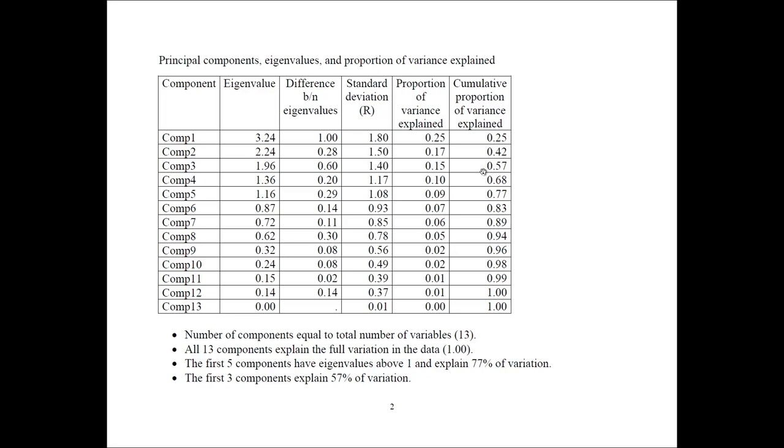So you can see that the first three components explain 57% of the variation in the data. The first five components explain 77% of the variation. And if you go all the way down to using all 13 components, they explain, of course, 100% of the variation in the data. Okay. So now, how many factors or components should we retain for the rest of the analysis? The Kaiser rule says that you should retain the ones that have an eigenvalue above 1. I'm going to plot these eigenvalues for the different components on a scree plot, and this is what we're going to look at next.